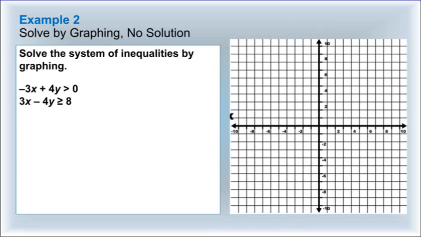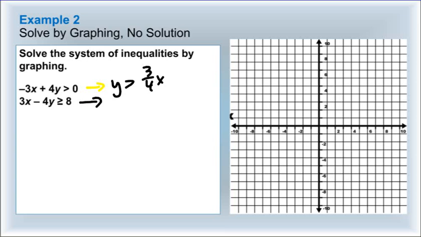Next example, solve this system here. So here I'm going to make both of them into y equals mx plus b. This first one, if I rewrite this, I add 3x and then divide by 4. So it'd be y is greater than 3/4 x plus 0. And I'm not going to put the plus 0 in there.